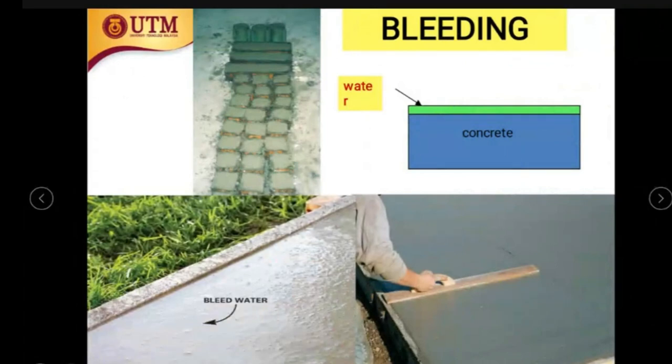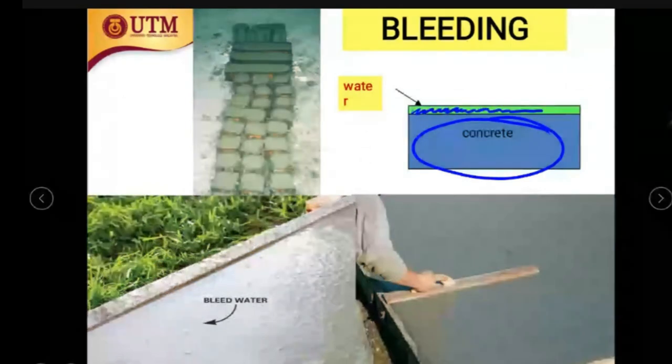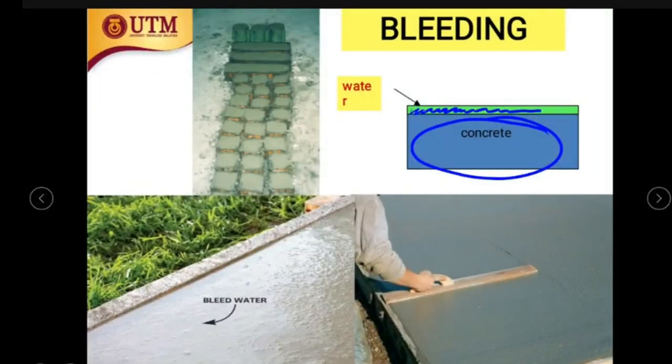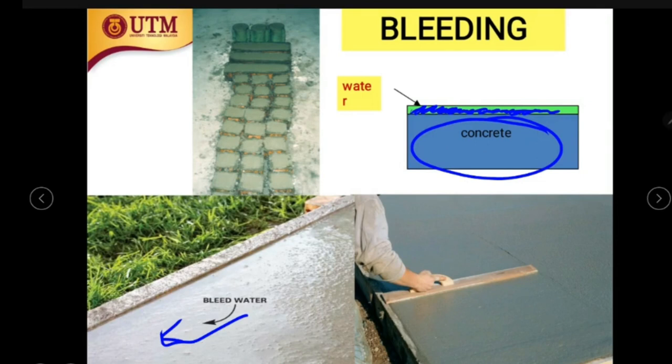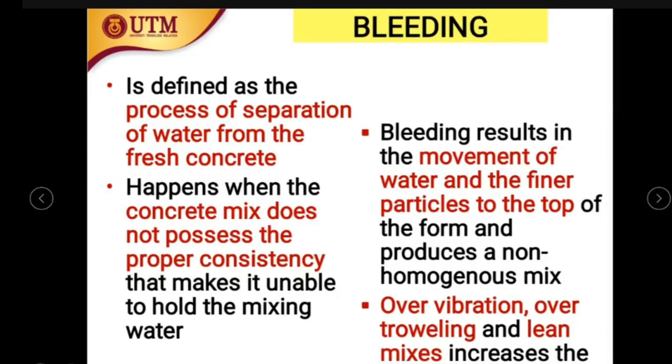Okay, all right, so that is segregation. Another similar phenomenon is bleeding. Let's say you have a concrete mix, but on top of this layer it is water, plus some cement paste. So the water goes on top of the concrete like this. This is what we call bleeding. It is a process of separation. Just now was the separation of the coarser aggregates from the finer particles, while bleeding is the separation of water from the fresh concrete.